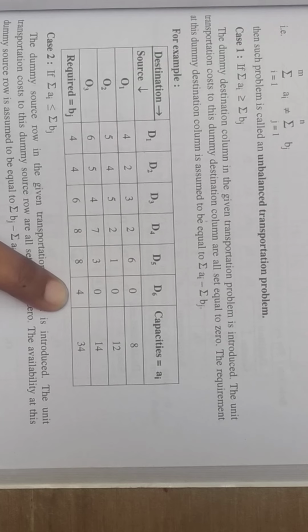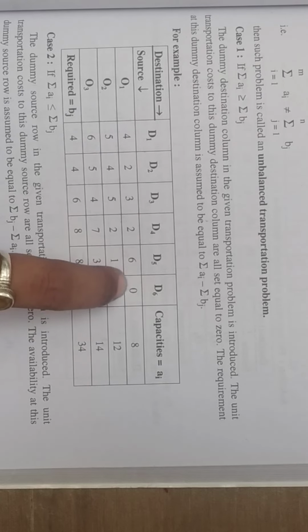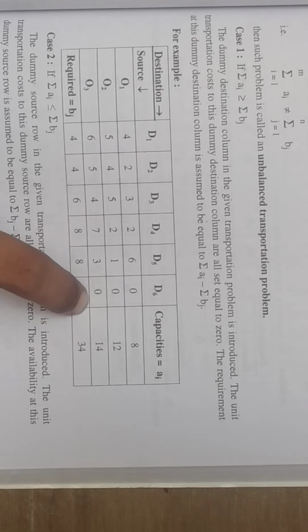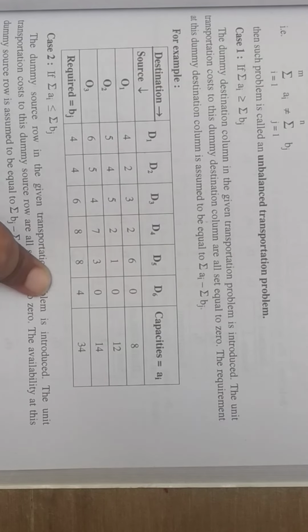So we add the column with a requirement of 4, B6, which is the dummy column. So we add this dummy column.